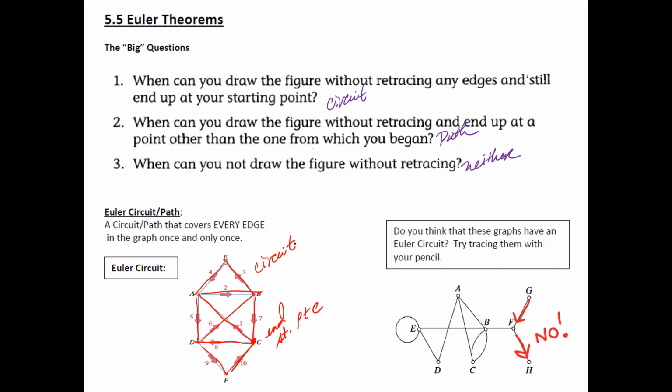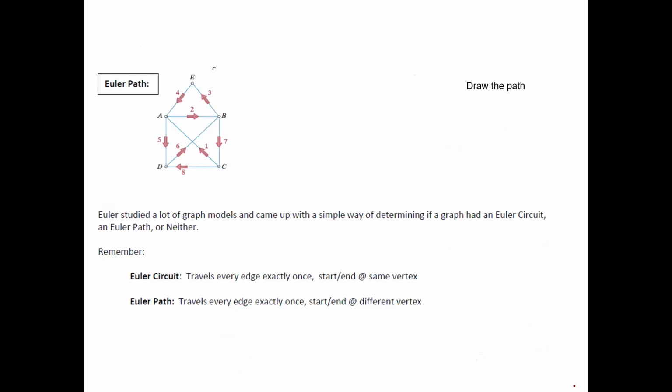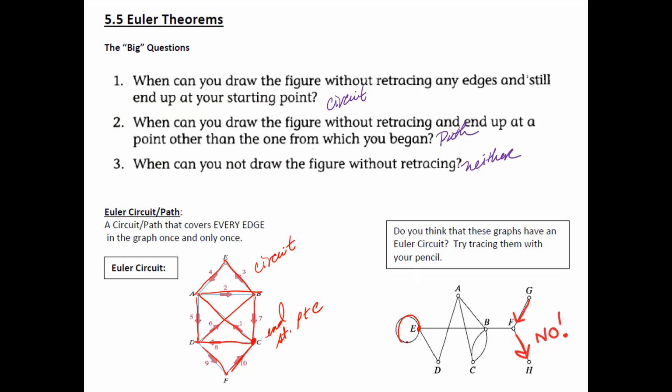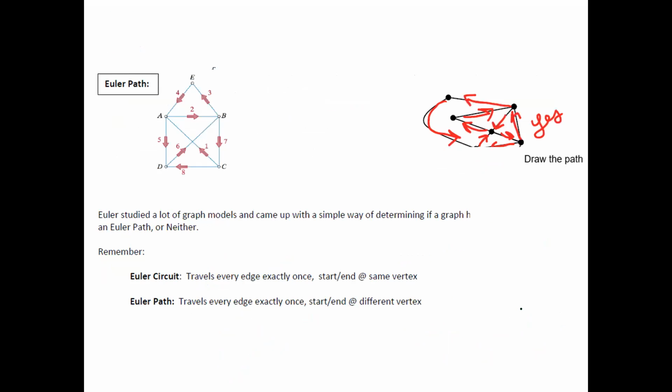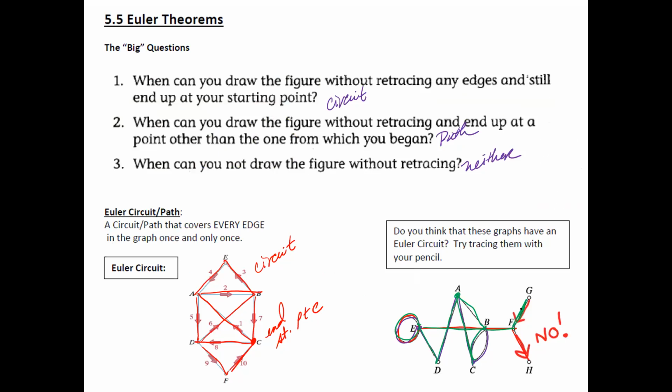Well, let's take a look. I can go ahead and start here on E, circle. Oh, now I'm stuck. Okay, so that was a bad start. Let's try one more time. Oh, now I'm stuck again. Let's try a different one. Maybe start on A. Okay, and so I'm again stuck. So in this one, it is a big no, it is not possible.